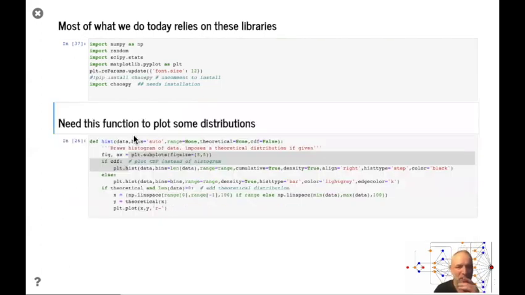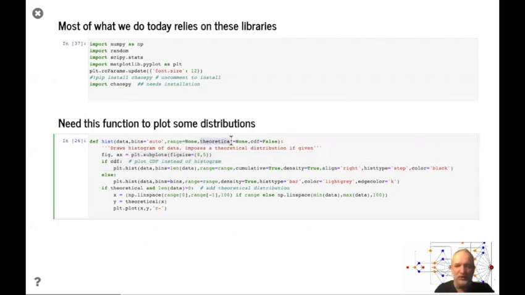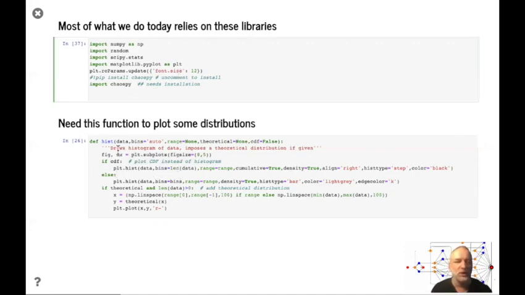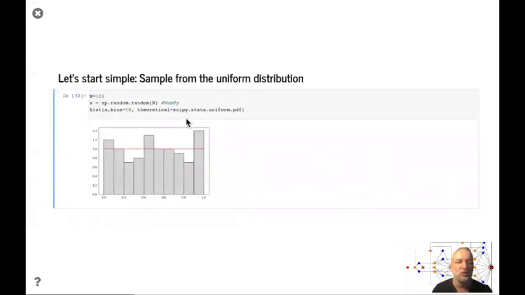Okay, and then we need a little nice function to just plot some distribution. It allows us to make a little histogram of the data, and then also plot, if you want, a theoretical distribution. You can also say you want to look at the CDF instead, and it accumulates instead. But let's not spend time on that and just move on. So here's what we're doing.